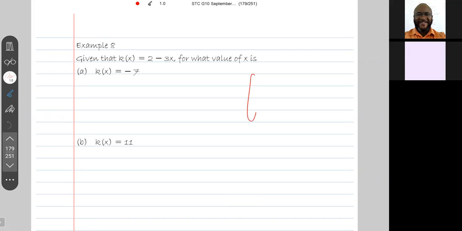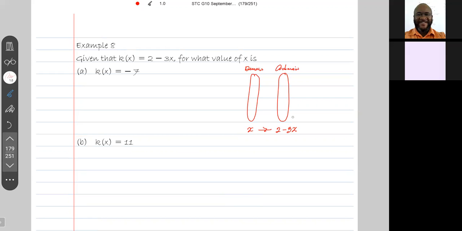Let us say we have our arrow diagram. Sometimes whenever you want to explain a relation function question, you relate it through an arrow diagram. X here is mapped to 2 minus 3x over here. This is domain, and this is codomain.